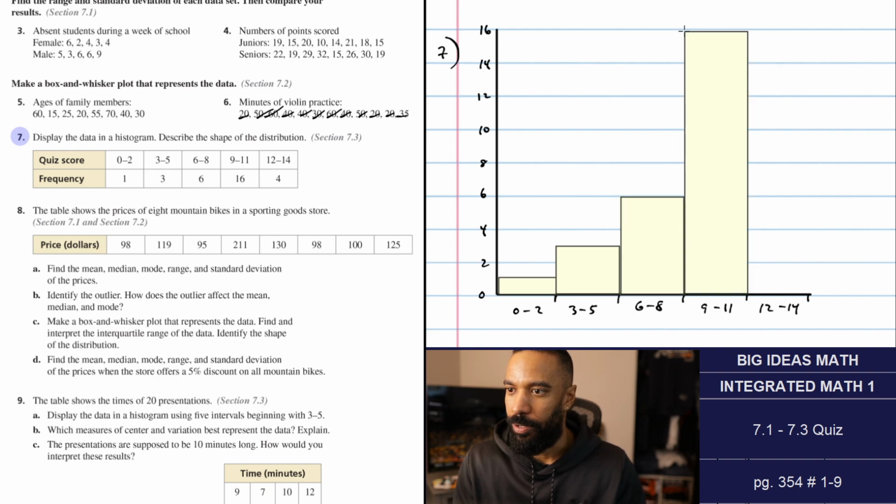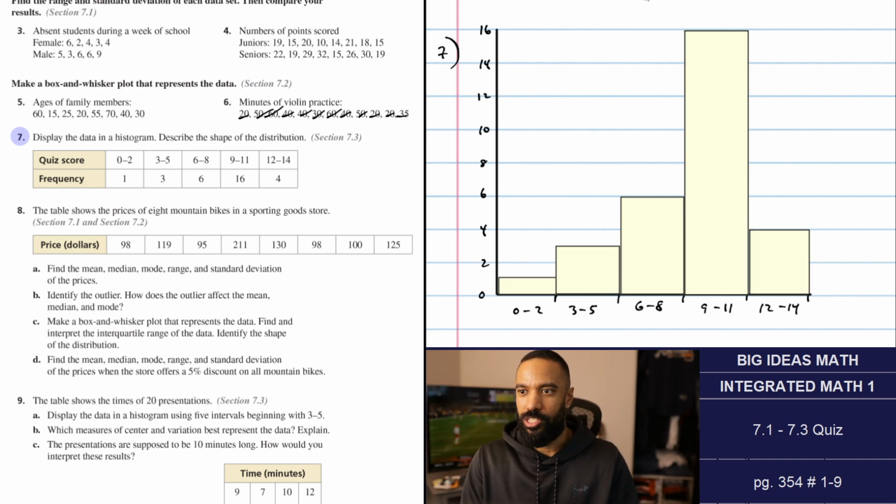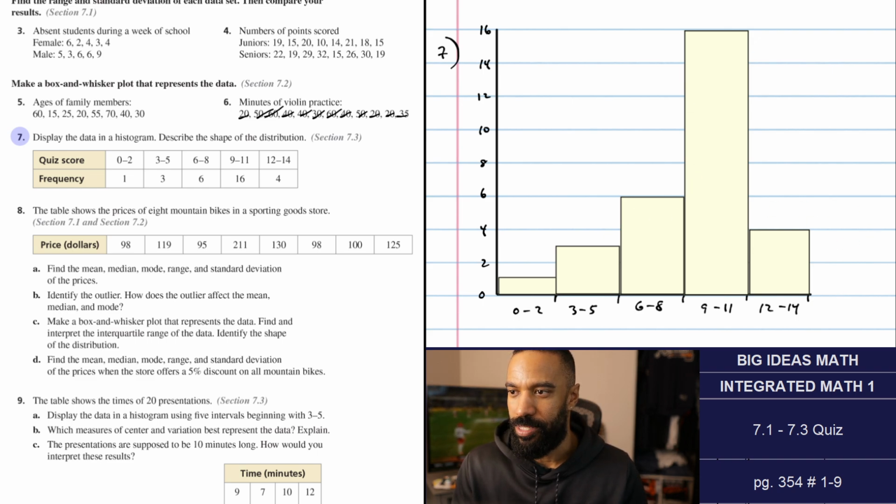And 4. Was there context to this question? Oh, quiz score. 4? 4. All right. Okay. Not quite symmetric. If these were swapped, yep, totally.